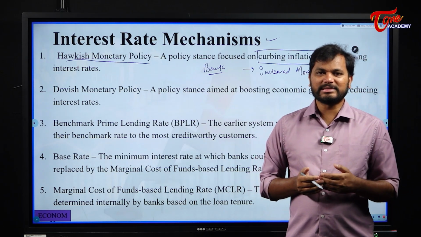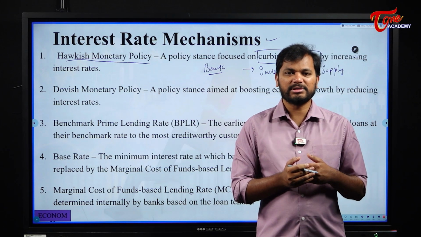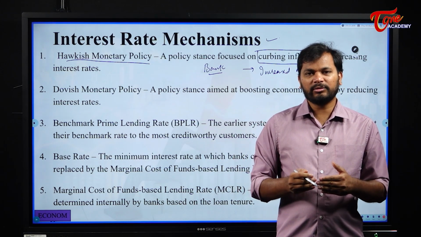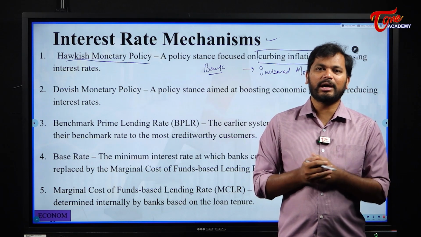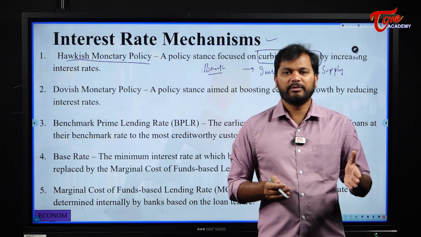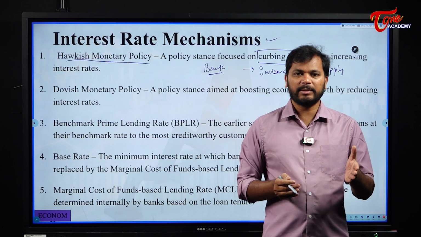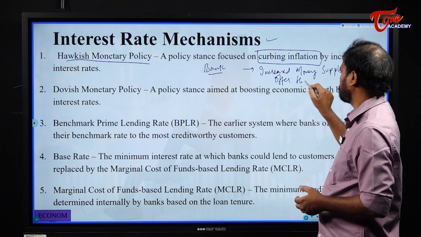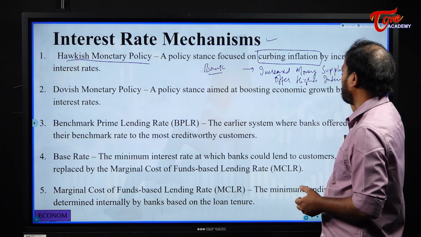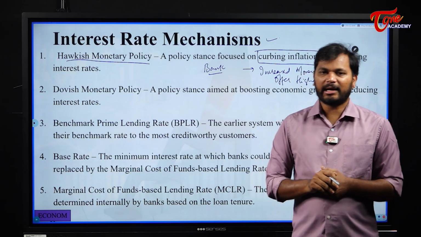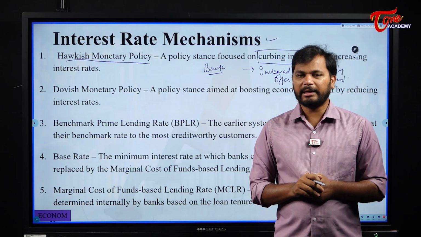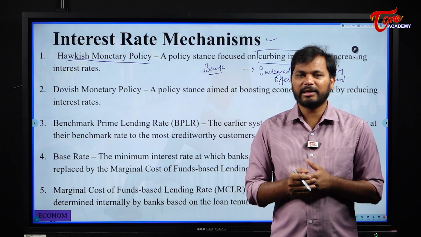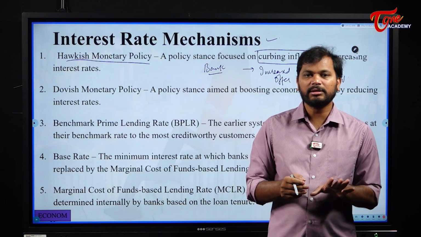It will attract its customers, its depositors, to deposit money in the bank. The bank will say that if you deposit the money in the bank, we will offer you higher interest rates, so that many people will be attracted to deposit their money in the bank. As a consequence, a high interest rate is provided by the bank, so that inflation can be regulated.